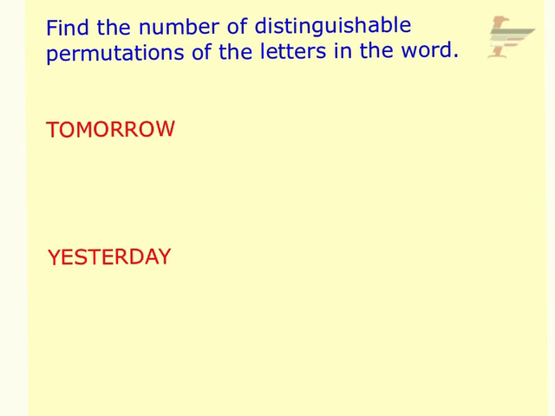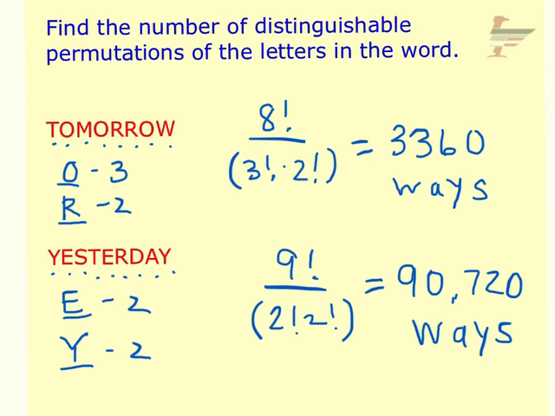Okay, you try these, then push pause and see what you get and check the answer. Find the number of distinguishable permutations of the word tomorrow and yesterday. See how you do. Pause the video. All right, the answers: tomorrow has 8 letters, so 8 factorial divided by, it has 3 O's, so divide out 3 factorial, and 2 R's, so times 2 factorial. Make sure the denominator is in parentheses, and you should get 3,360 ways.